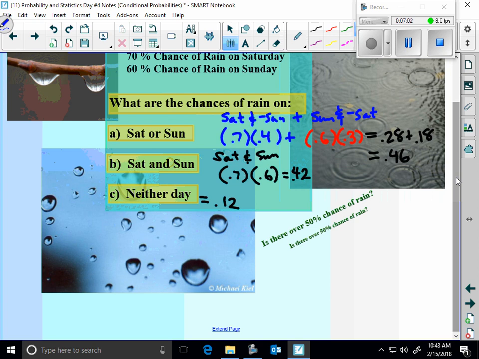So neither day, so that would mean not Saturday and not Sunday. So it's similar to part B in this way. Not Saturday is 0.3, not Sunday is 0.4, 3 times 4 is 12, so 0.3 times 0.4 is 0.12. And you'll see that all of those add up to 1.